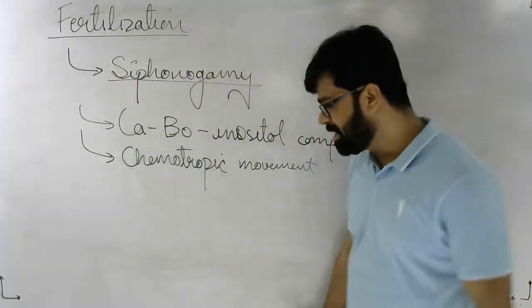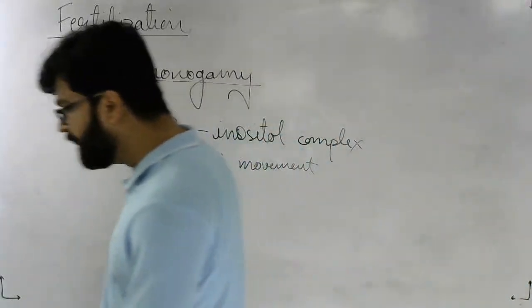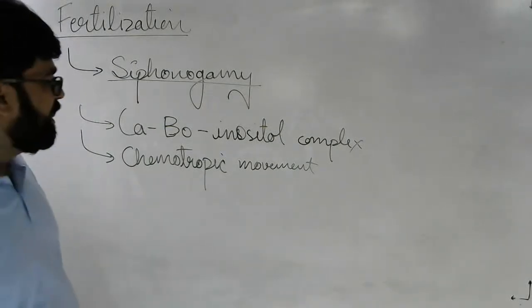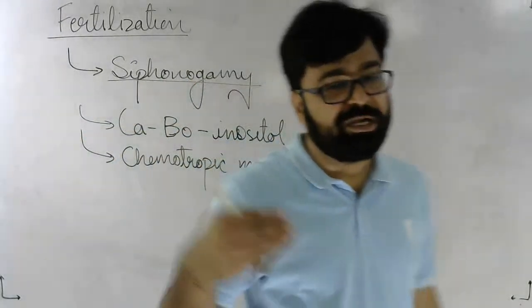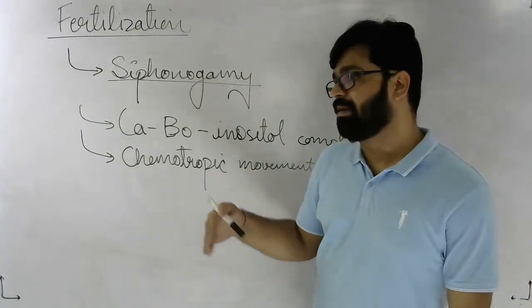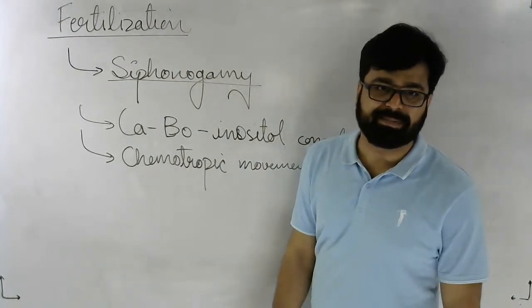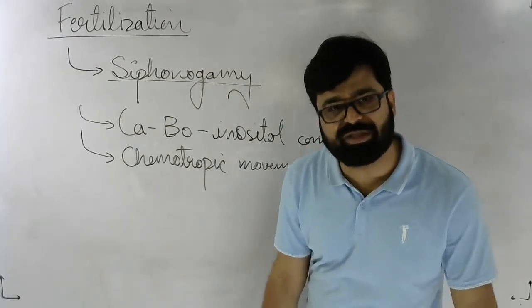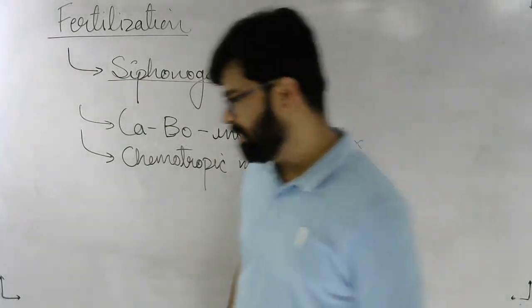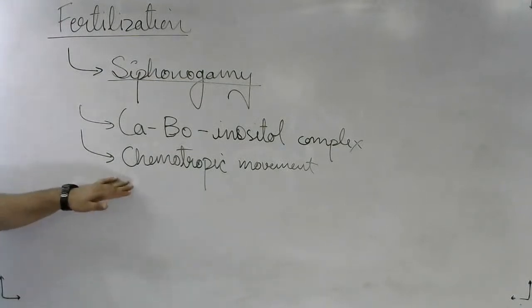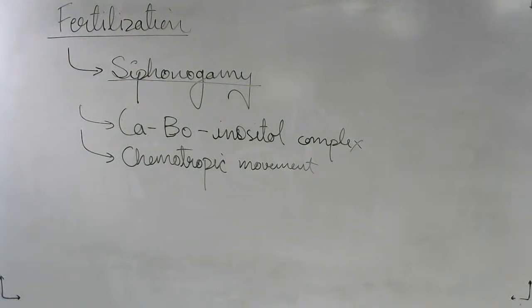Yes, filiform apparatus and the synergids help in the direction. In fact, जब एंट्री होगी पोलन ट्यूब की एम्ब्रियो सैक के अंदर, तो एक सिनर्जिड के थ्रू ही होने वाली है. उसमें कंप्लीट सिनर्जिड जो है वो डीजनरेट हो जाने वाला है. So that was the chemotropic movement under the influence of chemical.